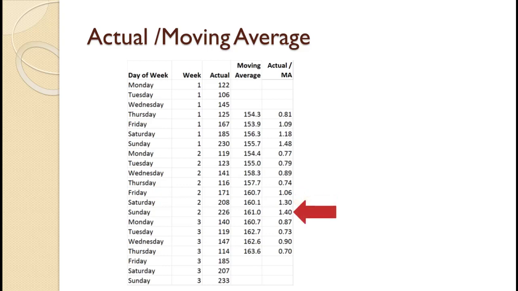226 divided by 161.0 equals 1.40. 140 divided by 160.7 equals 0.87. 119 divided by 162.7 equals 0.73. 147 divided by 162.6 equals 0.90. 114 divided by 163.6 equals 0.70.